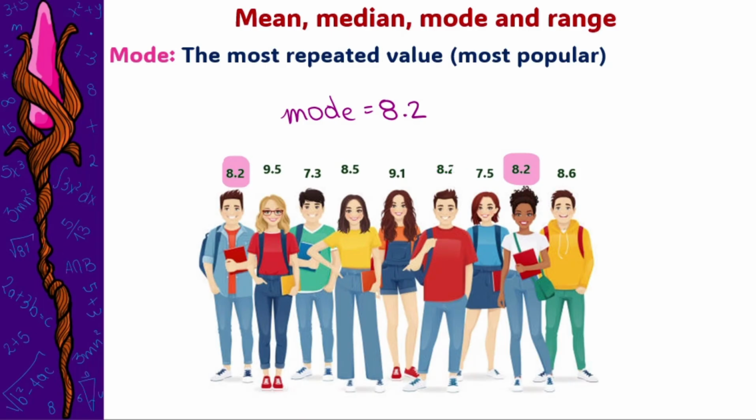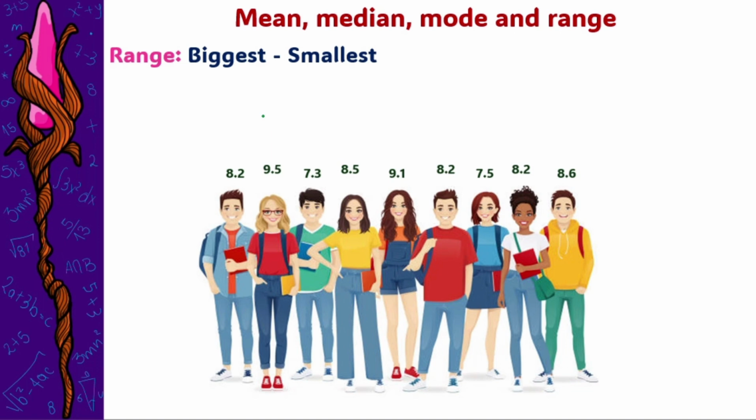But imagine that this value is not 8.2, but 8.5. That would mean the 8.2 repeats twice and the 8.5 also repeats twice. In that case, we could say that that's a bimodal set because it's going to have two modes, 8.2 and 8.5. If there are more numbers that repeat the same amount of times, or even when there are no numbers that repeat, then we would say that the dataset has no mode. That's also possible.